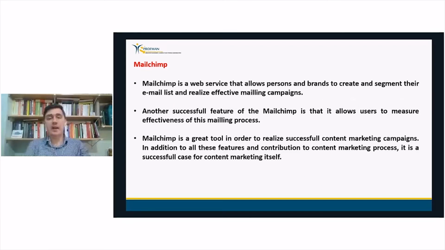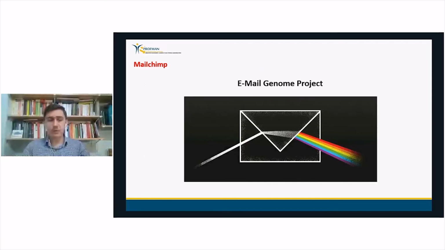MailChimp is a web service that allows persons and brands to create and segment their email list and realize effective mailing campaigns. Another successful feature of MailChimp is that it allows users to measure the effectiveness of this mailing process, in different categories. They can check whether a user opened the mail or clicked somewhere, or which links receive more leads, I mean more clicks, and so on. So I can say that MailChimp is a great tool in order to realize successful content marketing campaigns.